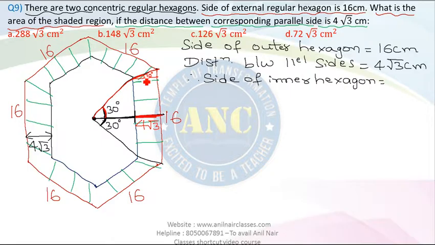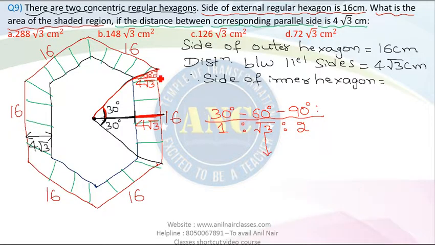And this is 4 root 3 units. This also will be 4 root 3 units, or 4 root 3 centimeters, or whatever it is. Can I say that this is 30, this is 90, so the other angle should be 60 degrees, opposite to 30. So we are discussing a case where it is a 30, 60, 90 triangle, where opposite to 30, if the side is 1 unit, opposite to 60 will be root 3, opposite to 90 will be 2 units.